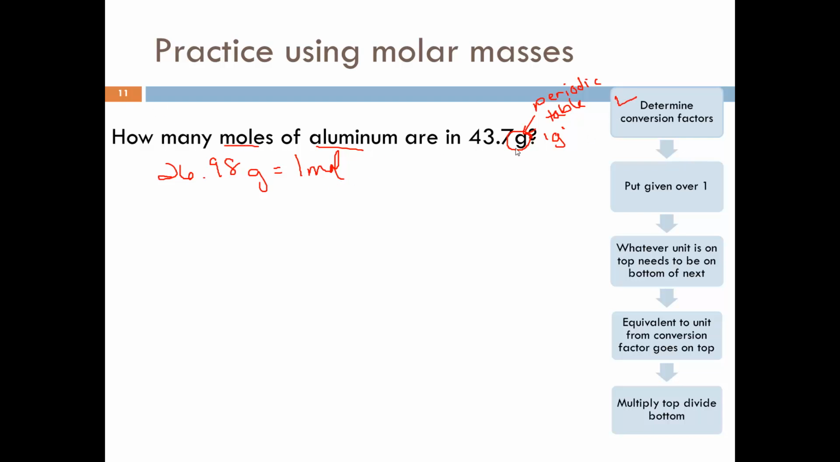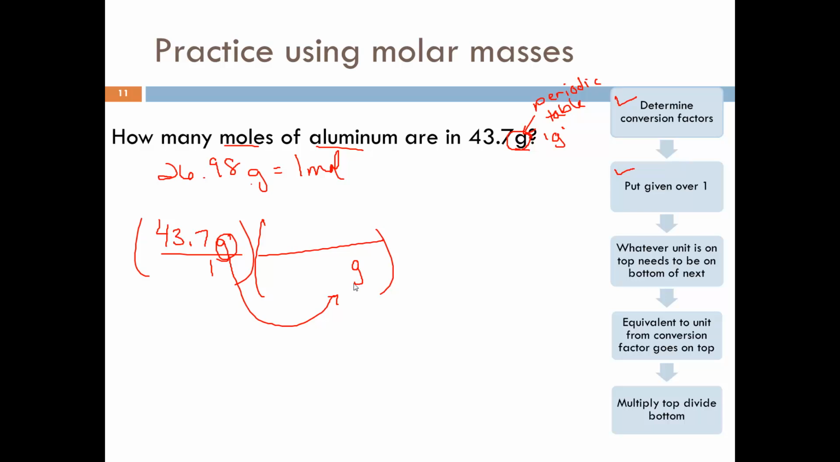Put the given over 1, so 43.7. Grams are on top, so I want to put grams on the bottom of the next one. 26.98 equals 1 mole. The equivalent goes on top. Coming from, going to. So 43.7 divided by 26.98 comes out to be 1.6197. 3 sig figs, it comes out to be 1.62 moles.